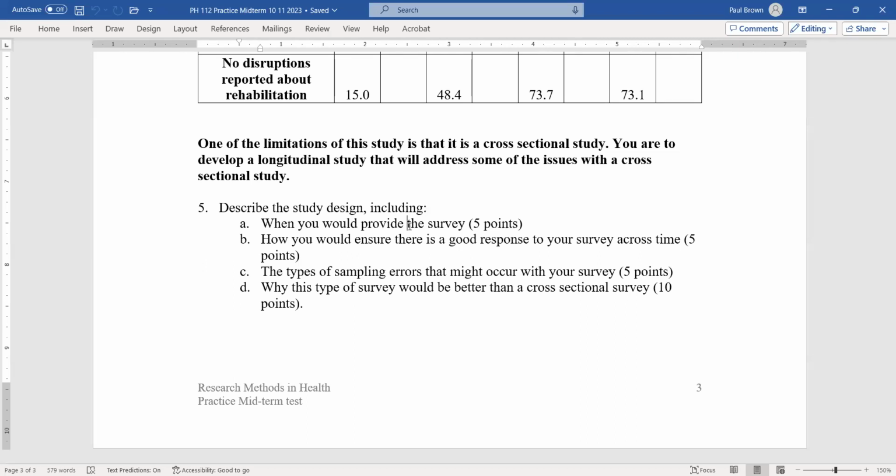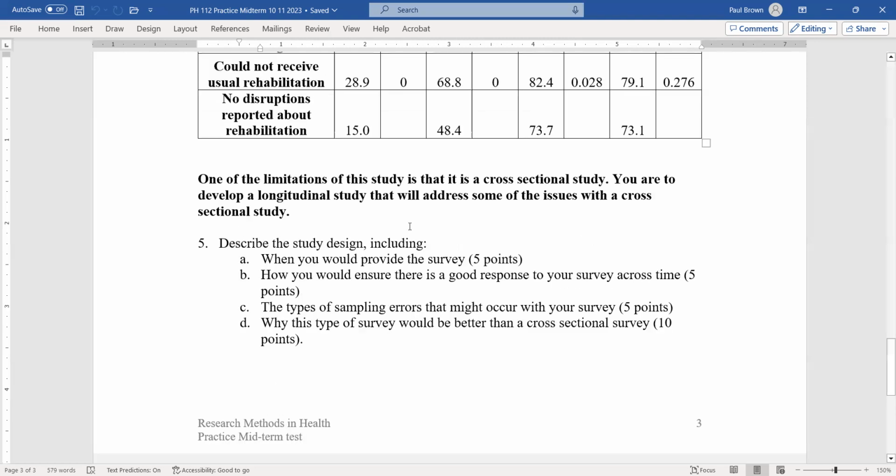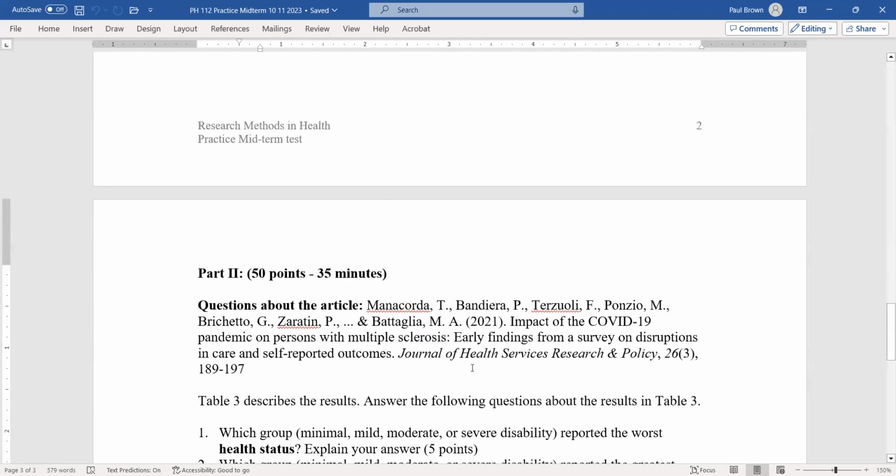Well, is this study about only people who have COVID, or are you interested in people with disability regardless of whether they have COVID or not? Because the study is about the impact of the COVID-19 pandemic on persons with multiple sclerosis. It's not the impact of COVID, it's just the impact of the fact that there's a pandemic. Why might the fact that there's a pandemic influence people with disabilities, with multiple sclerosis?